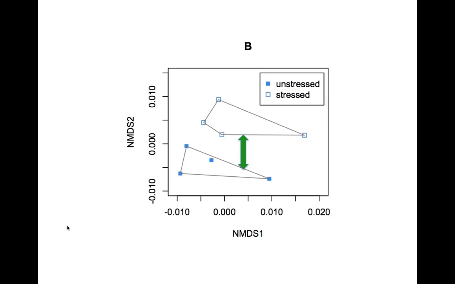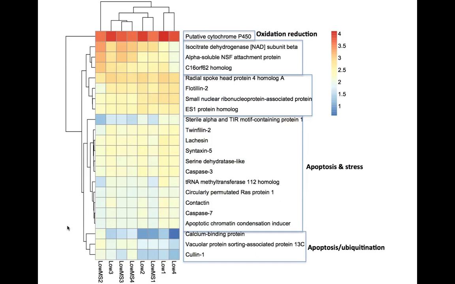And we can do the same thing with the mechanically stressed oysters at 400 microatmospheres. And overall, the proteins that are expressed differently between these two groups are involved in apoptosis and stress and oxidation reduction processes.